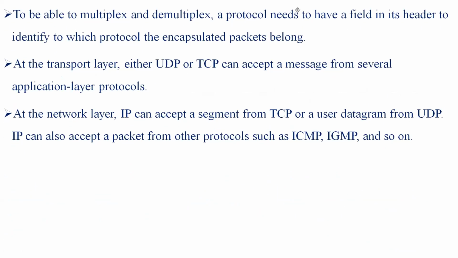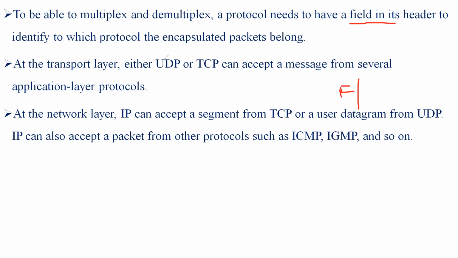To be able to multiplex and demultiplex, a protocol needs to have a field in its header to identify the protocol to which the encapsulated packet belongs. So we need a field address in any protocol. By using this field in its header, we identify a particular packet.